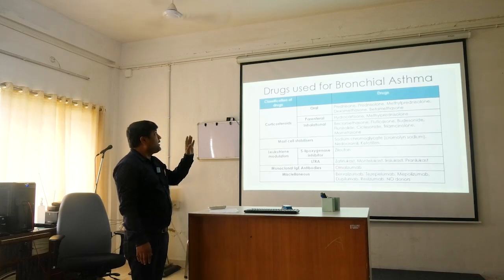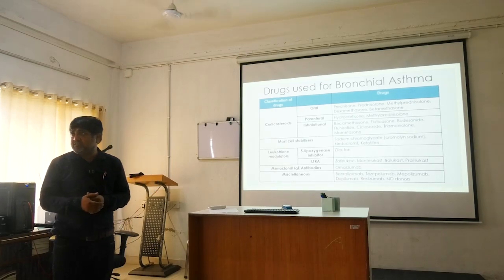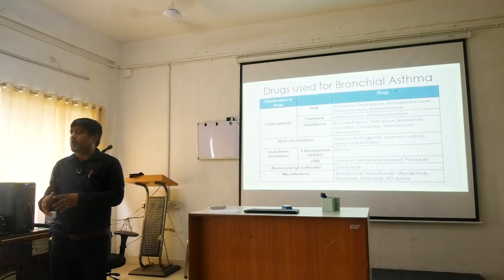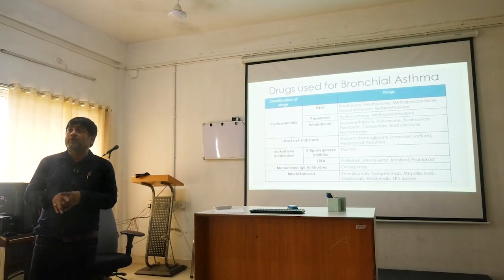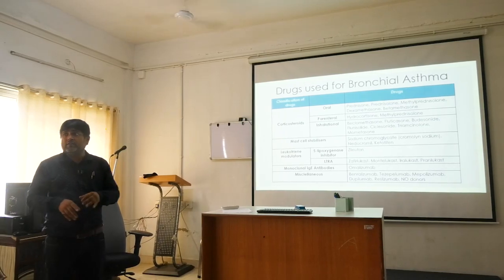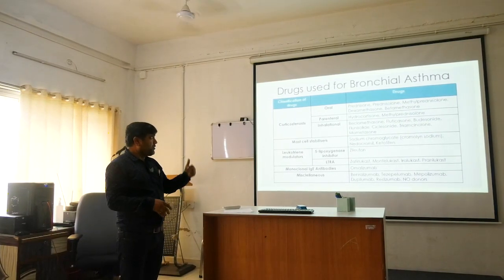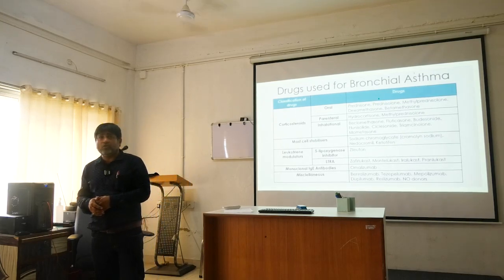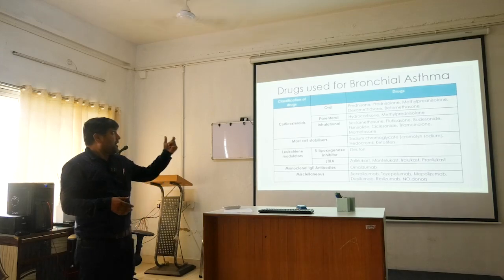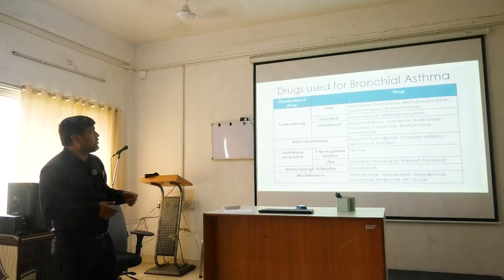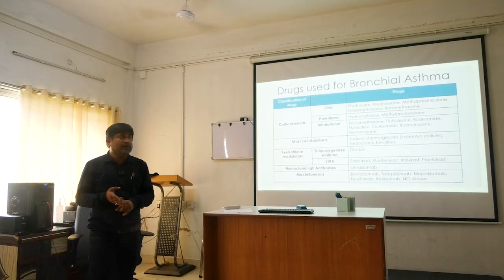Now, coming to the other group of drugs, they include corticosteroids. They are used for prophylactic therapy of bronchial asthma. They basically decrease the frequency and amplitude of the attack. Corticosteroids can be used by oral, parenteral, and inhalation routes. Oral: prednisone, prednisolone, methylprednisolone; parenteral: hydrocortisone, methylprednisolone. Inhalational corticosteroids include beclomethasone, fluticasone, budesonide, flunisolide, ciclesonide.